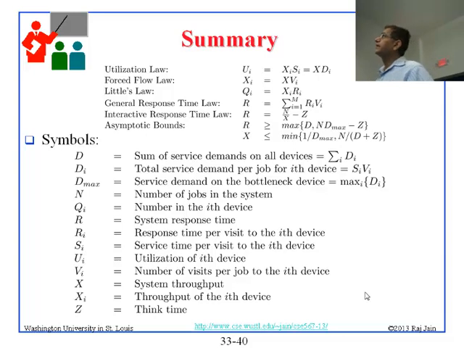That brings us to the end of this chapter. And what we have done is we have learned 6 laws. Actually, 5 laws and 1 bound. And by now, you should just get familiar with all these symbols: D for the demands, V for the visits, U for the utilization, X for throughput, Z for think time, N for the number of users, and so on and so forth, because those are the ones that are here. Okay?